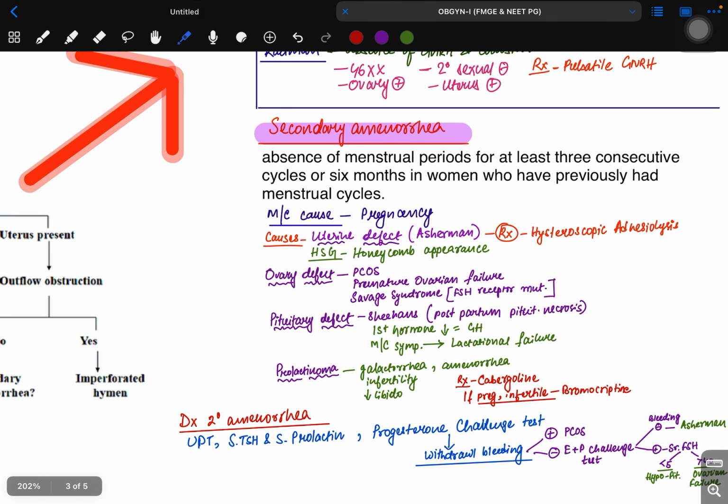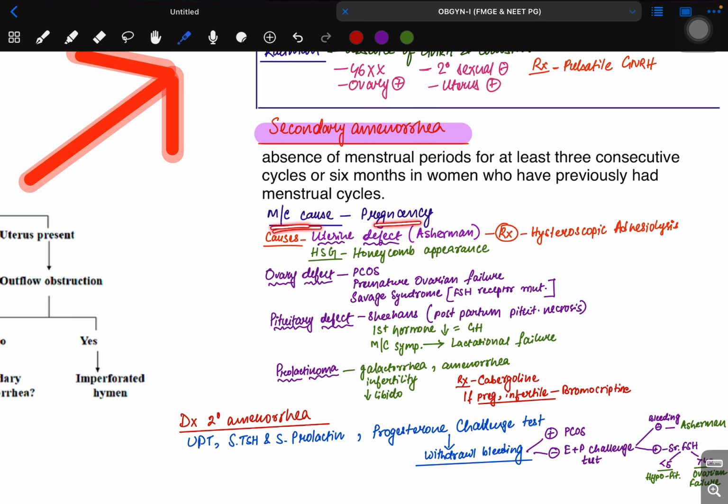Now coming to, after completing primary amenorrhea, we are proceeding to secondary amenorrhea. So what is it? It is the absence of menstrual periods for at least 3 consecutive cycles or 6 months in women who have previously had menstrual cycles. So here this woman had previous menstrual cycles, but now it has stopped, okay? It has stopped for at least 3 consecutive cycles or 6 months. What is the most common cause?